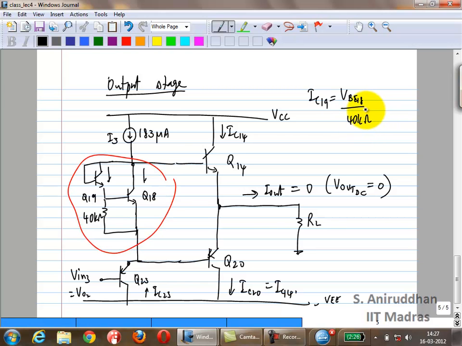Right? It's just VB 18 by 40 kilo ohms. That is the bias current of Q19. Correct? So we'll assume, can you calculate VB 18? How do you calculate VB 18?